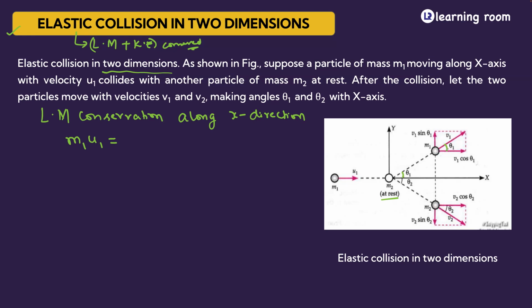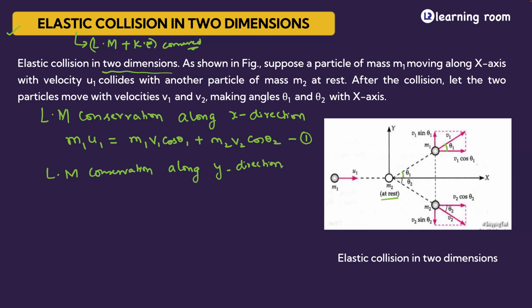So what is going to happen? I will write it as m1 v1 cos theta 1 plus, what should I write? m2 v2 cos theta 2. So let me call this equation number 1. This is the expression you're going to get using the conservation of linear momentum along x direction. So if I apply the linear momentum conservation along y direction, what am I going to get?